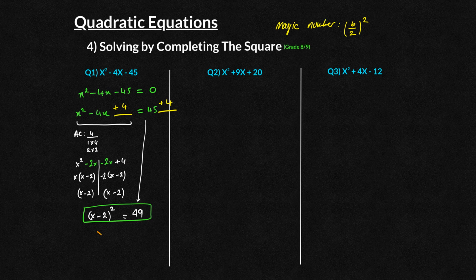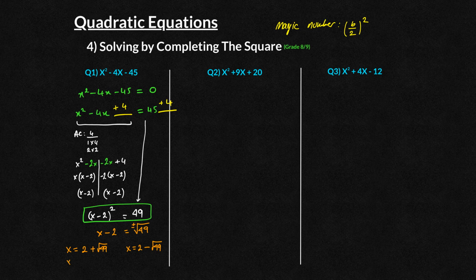So if I square root, I'm going to end up with x minus 2 equals the square root, and remember it's plus or minus 49. And then I've got the negative 2 that I need to deal with. So then I'm going to end up with x equals 2. One solution will be plus the root of 49, and one solution will be 2 minus the root of 49.